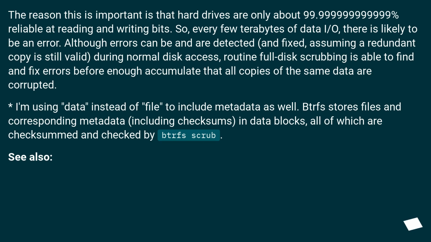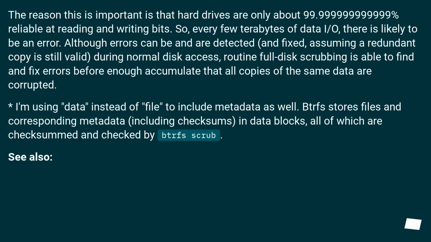The reason this is important is that hard drives are only about 99.99999999999% reliable at reading and writing bits. So, every few terabytes of data I/O, there is likely to be an error.